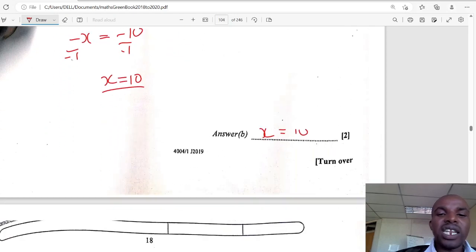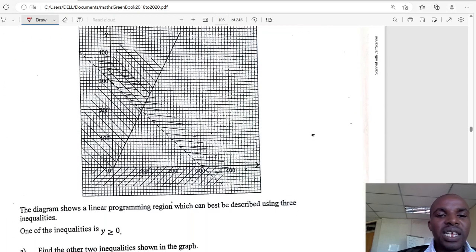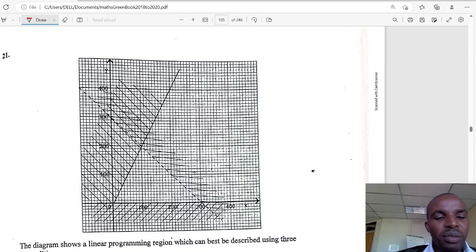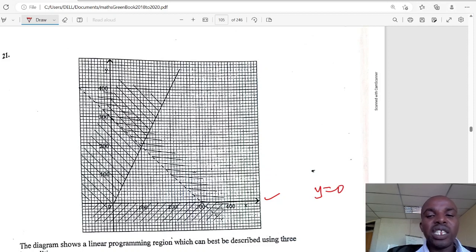Done. Just like that. Then next, this one is called linear programming. The diagram shows a linear programming region which can best be described using 3 inequalities. One of the inequalities is y is greater than or equal to 0. That this part is the x-axis. That the line y is equal to 0, right? So y is equal to 0. Just remove the inequality, you put equal sign. So it's the x-axis. That the line y is equal to 0.